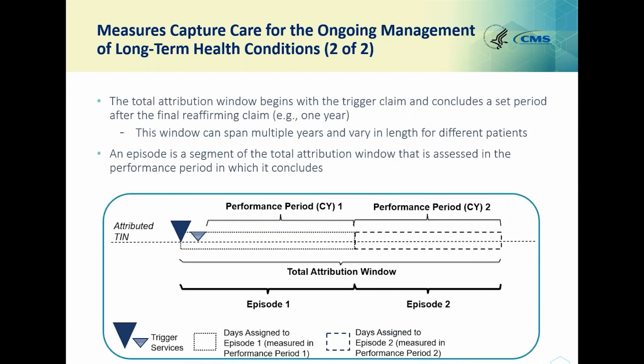The total attribution window for a chronic measure begins with a trigger claim and concludes a set period of time after the final reaffirming claim, for example, 1 year. As a result, this window can span multiple years and vary in length for different patients. To create comparable units, we define an episode as a segment of the total attribution window that's assessed in the performance period that the episode concludes in. This diagram illustrates how a total attribution window is divided into episodes. Episode 1 is assessed during performance period 1 because that's the performance period in which the episode ends. Next slide, please.